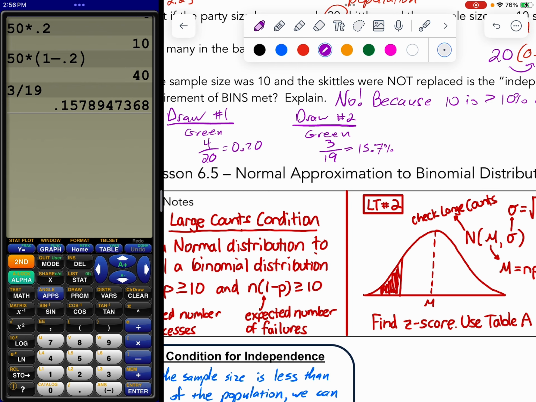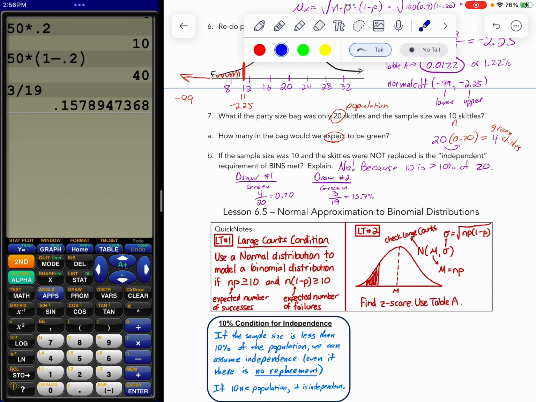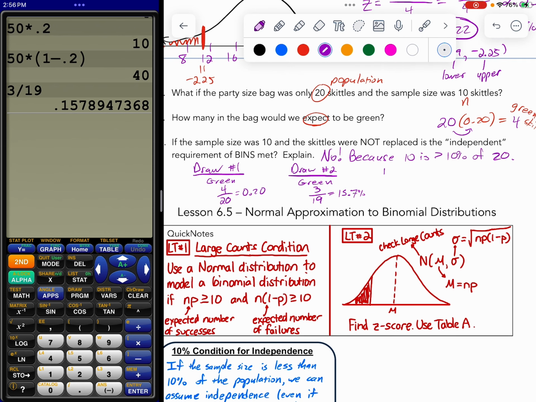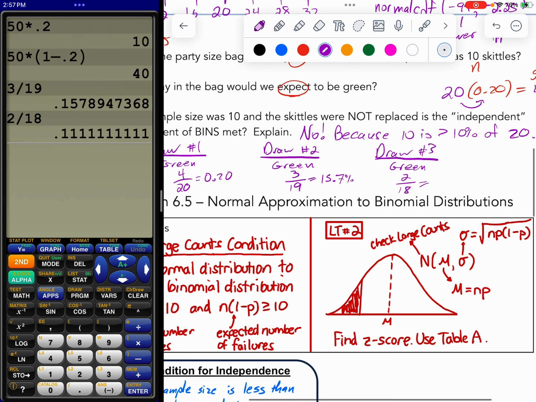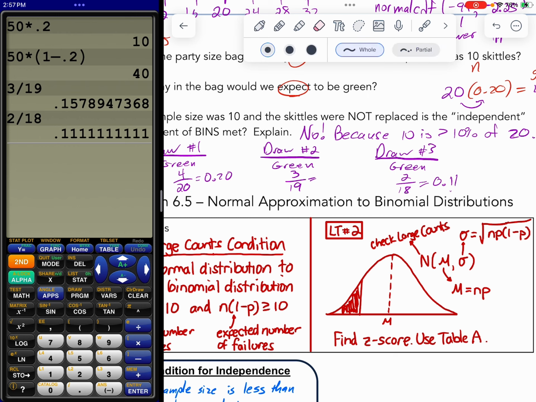Why is it such a substantial change? It's because I am taking a large percentage out. The percentage I'm taking is much larger than 10%. Let's just drive this point home. What if my third draw was green again? Now there's only 2 green Skittles out of 18. My probability of getting green is continuing to really change. 0.11. I should write these all the same way. 0.157. It went from 0.20 to 0.157 to 0.11. It almost got cut in half, folks.